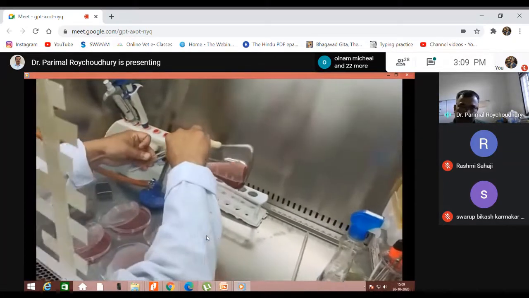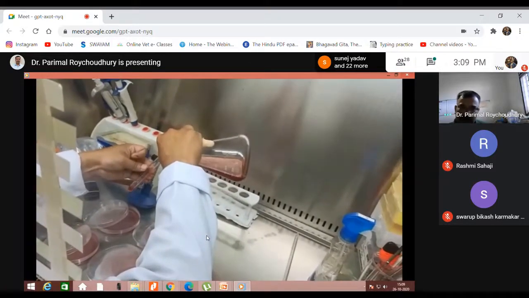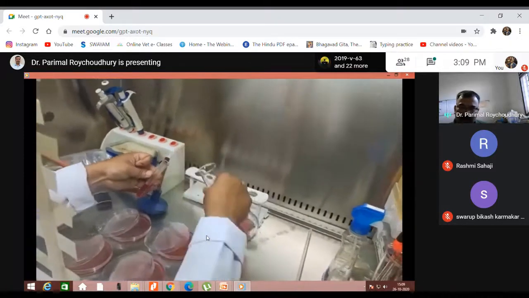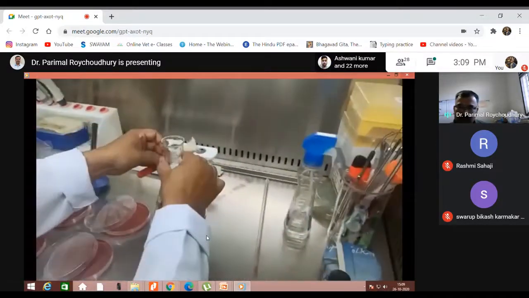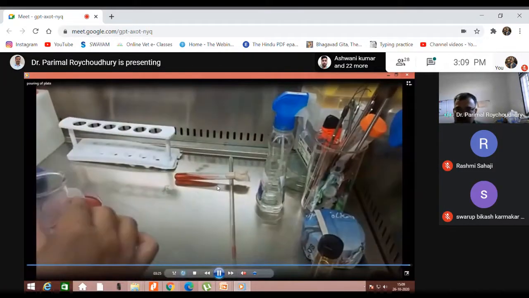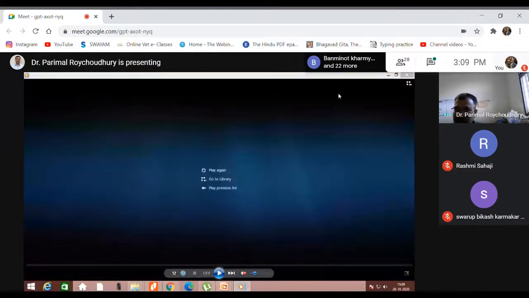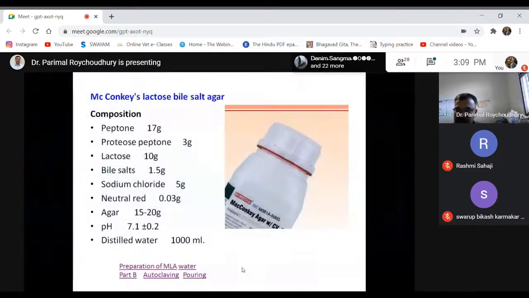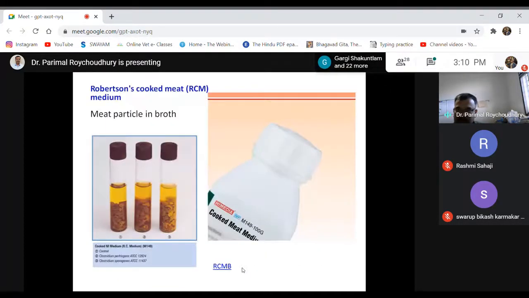So this is the process of preparing a bacterial slant. As you have seen in the nutrient agar slant, this is MacConkey lactose agar slant. Close it and allow it to solidify in the slanting position like this. Once the agar solidifies, it will give a slant. This is our MacConkey lactose agar, and these are the slides you can see, we already studied.